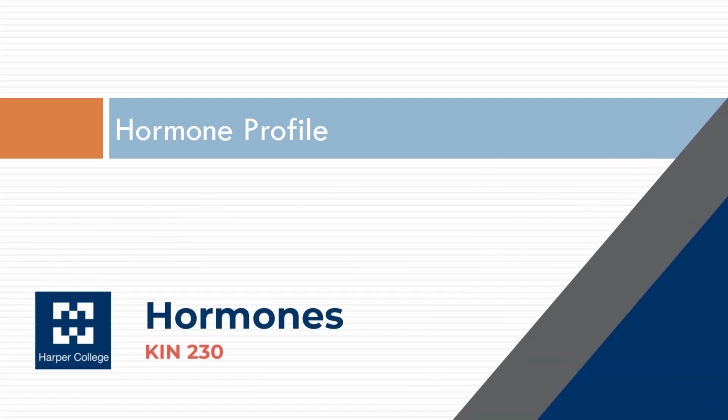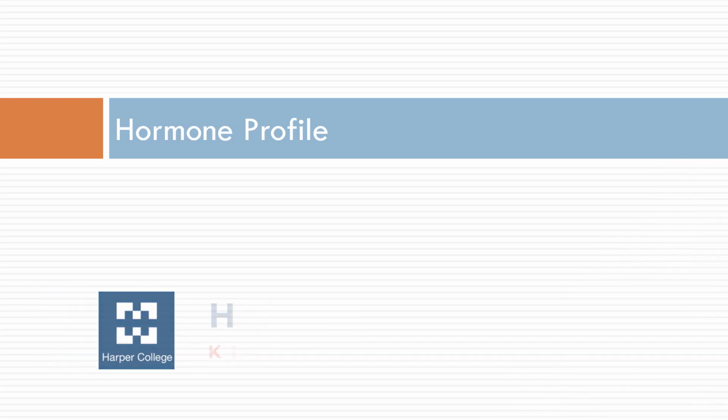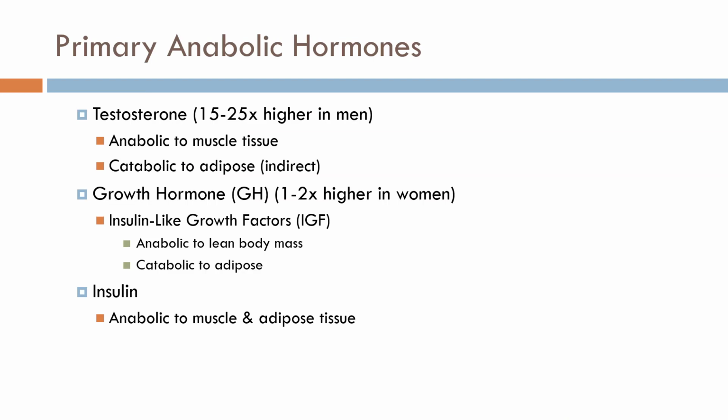So the last part of this module or this discussion is I want to look at the different hormonal profiles itself. So we're going to look at what we consider the primary anabolic hormones that are within manipulation of our exercise environment. We're going to look at the primary catabolic hormones, and then in our next unit, when we get into nutrition, we'll talk more about the hormones related to metabolism.